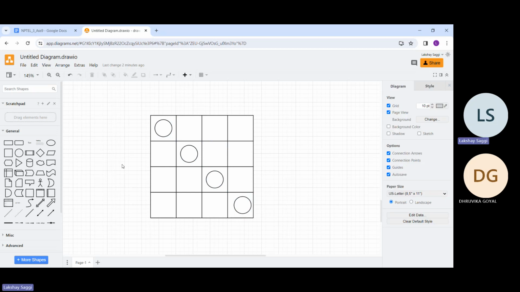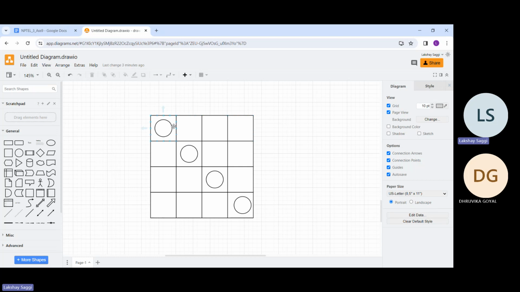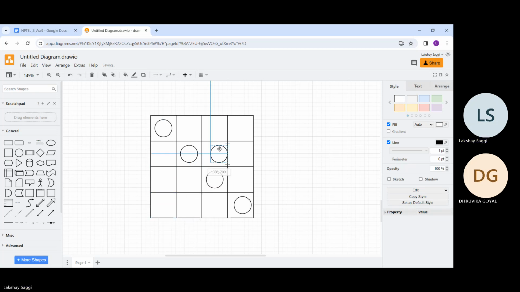How can we go about it? One thing we observe is that there are only four columns. Suppose we are able to place five rooks. Since there are only four columns but we are placing five rooks, can we say, Dhruvika, that at least two rooks will lie in the same column? If I place the fifth rook anywhere, can I always say it will share a column with another rook? Yes, exactly. The rook is saying yes.